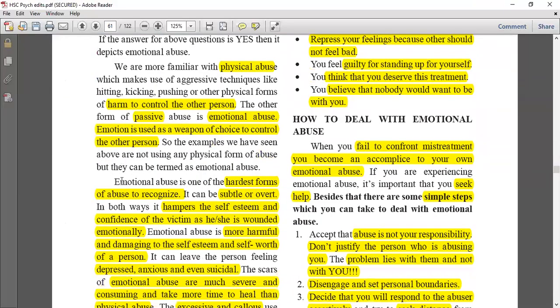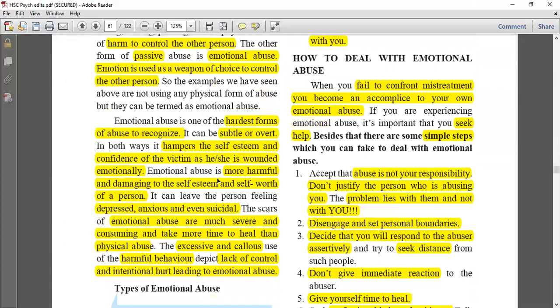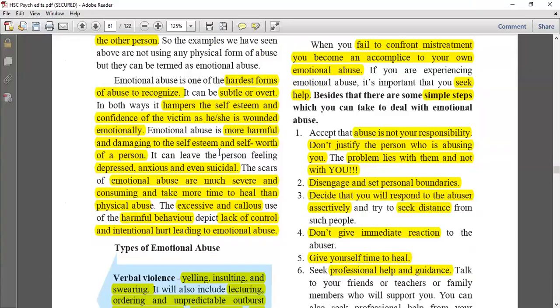Okay, we have this. So emotional abuse, just like you have physical abuse, like somebody is hitting you, there is a form of emotional abuse. Emotion is used as a weapon of choice to control the other person. And it's very hard to recognize. Sometimes I've seen parents who are emotionally abusive. Here is one case that I'm dealing with currently.